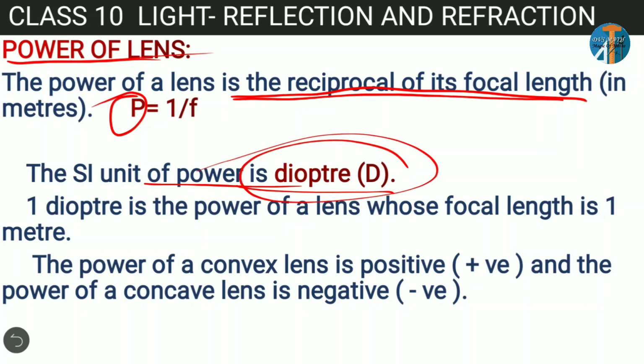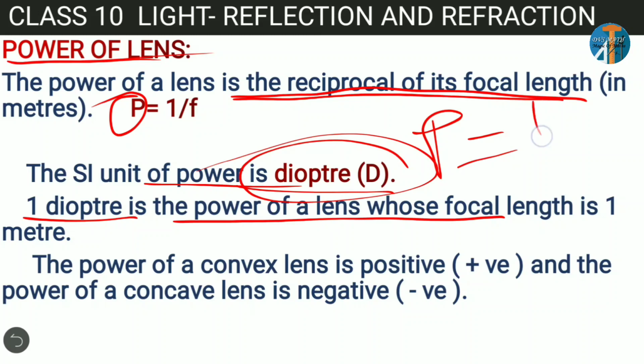Now, if we define 1 diopter, it is the power of a lens whose focal length is 1 meter. Yes, if I consider P is equal to 1 by f, with focal length 1 meter, you will get 1 diopter. So when will we get 1 diopter? Power of lens whose focal length is 1 meter. If we consider focal length 1 meter, then power of lens becomes 1 diopter. So, this is about the diopter.